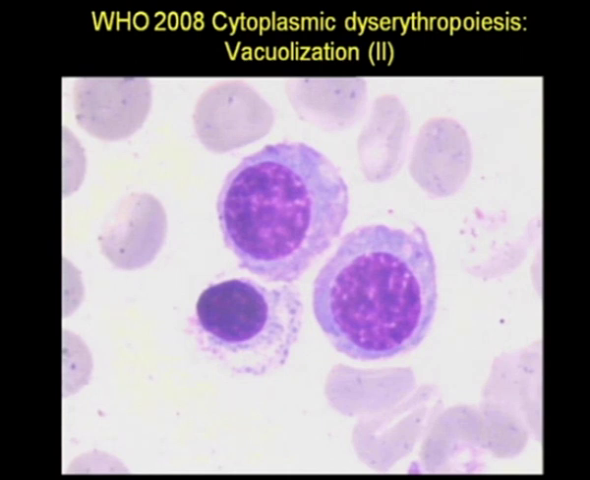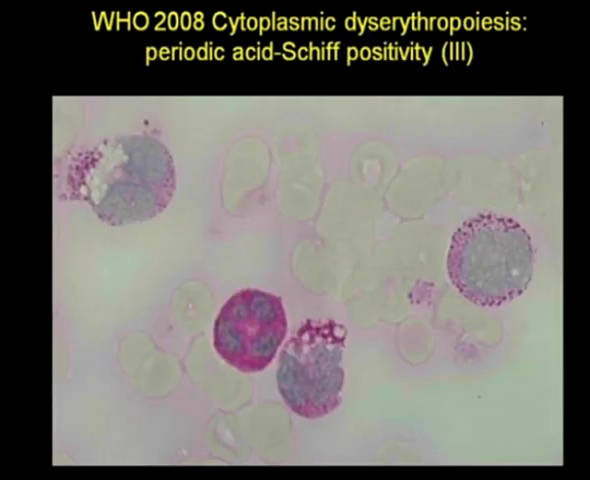Cytoplasmic vacuolization. This is a dyserythropoietic maturation with a lack of hemoglobinization in the cytoplasm, and at the microscope you see unstained zones, vacuoles, and PAS positivities in the erythroid cells.